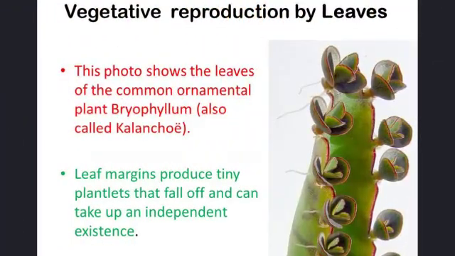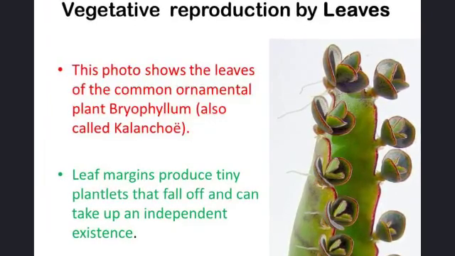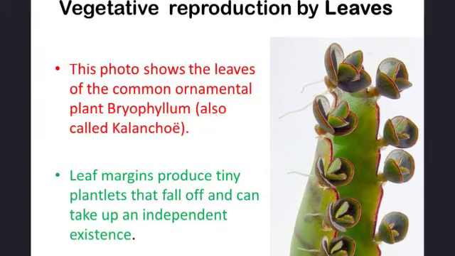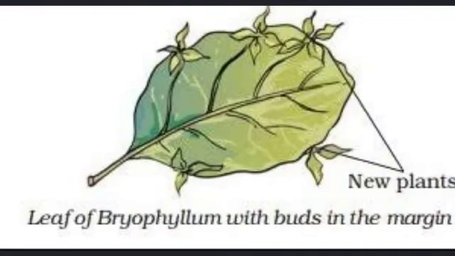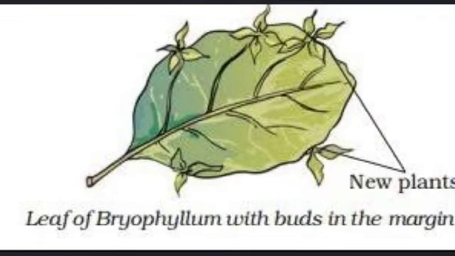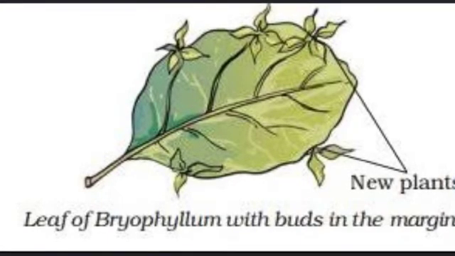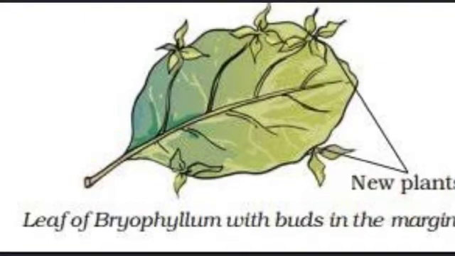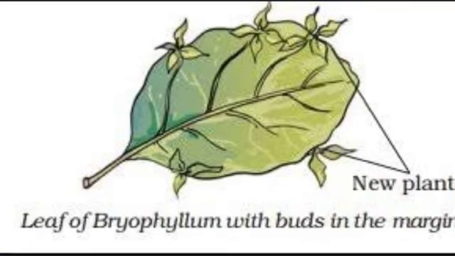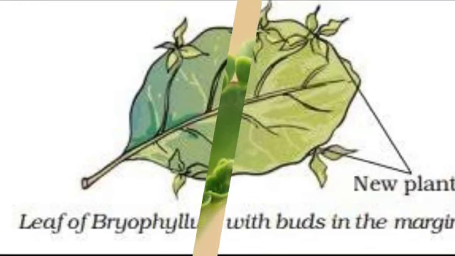The fourth method includes reproduction through leaf. Leaves of Bryophyllum plant have buds in the notches along the margins. These buds develop into new plantlets. When these new plantlets get detached or separated from the parent plant, they fall onto the ground, and when they get proper growth conditions, they develop into new bryophyllum plant.